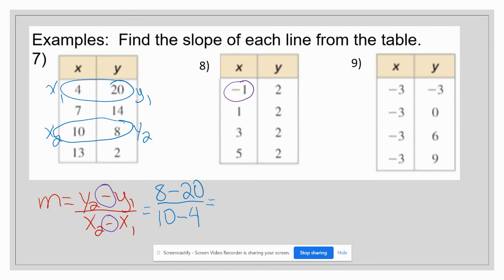So 8 minus 20 is negative 12. 10 minus 4 is 6. Negative 12 over 6 I can reduce. We can reduce that to negative 2. So the slope of the line for number 7 is negative 2. You could also put that as negative 2 over 1, so you have your rise over run. Or in this case, because it's negative, fall over run.